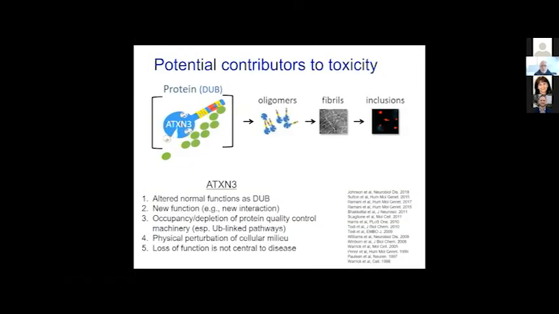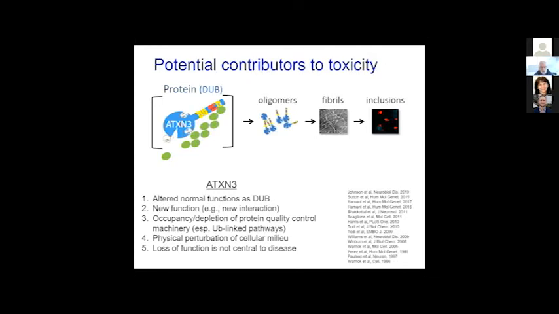So what are the potential contributors to toxicity? Clearly, the concentration of the protein in the cell, we believe, is important in terms of driving towards oligomer state and fibril state. We think that this can alter the normal function. We think it's very likely that expanded polyglutamine leads to neofunctions, that is, new interactions. Some of them might be deleterious, some might be beneficial, we don't know.